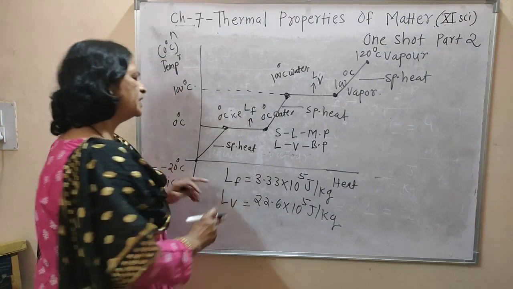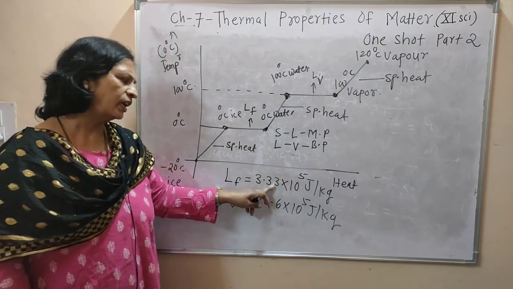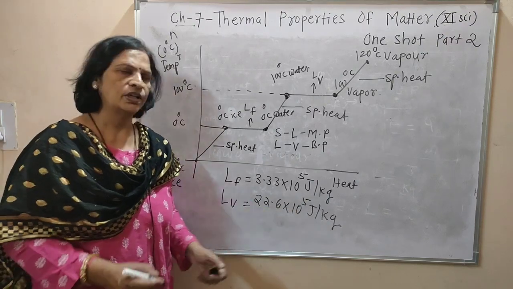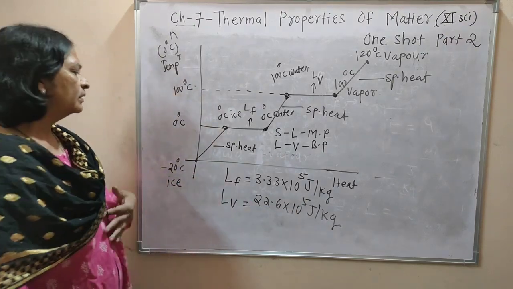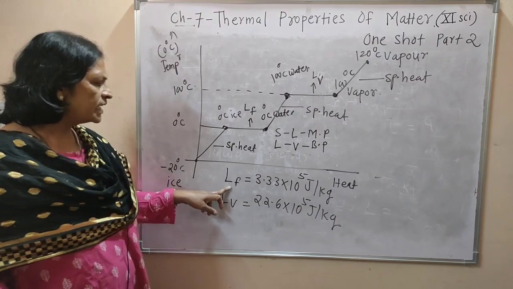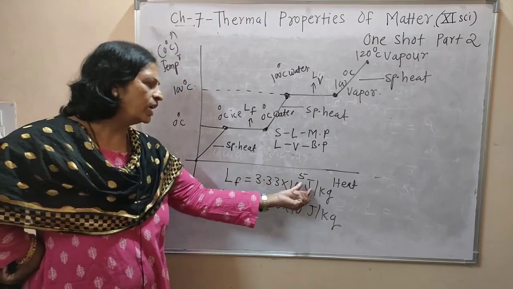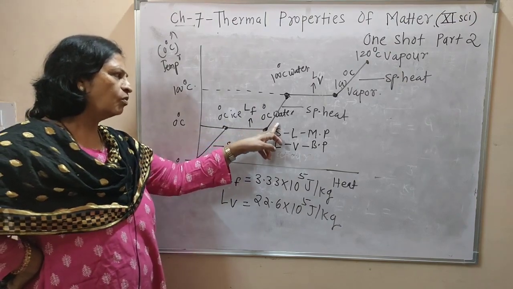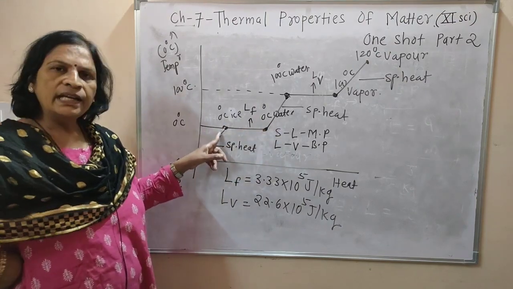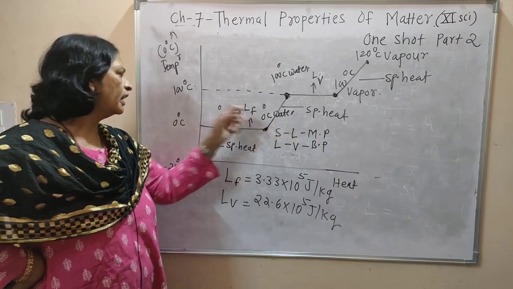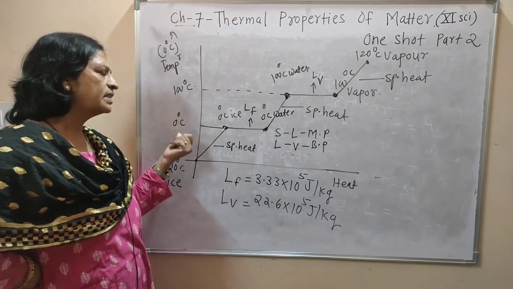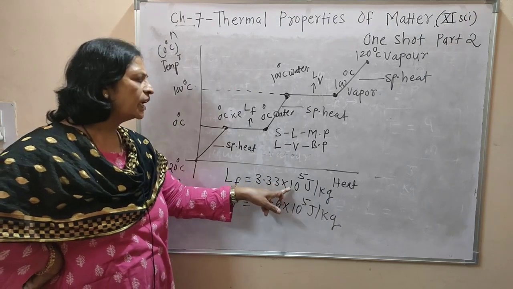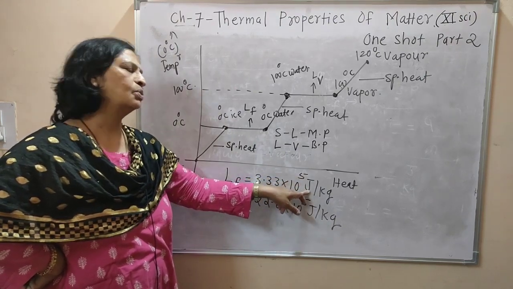This is the latent heat of fusion for water, and this is the latent heat of vaporization for water. From this we can say that this 1 joule heat means to convert the ice into water, or to melt the ice into water at 0 degree Celsius, the heat required is 3.33 into 10 raised to 5 joule.